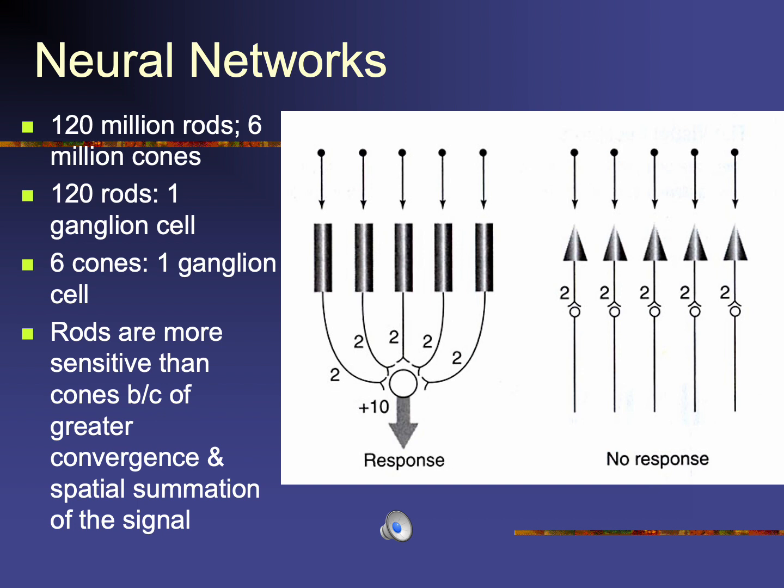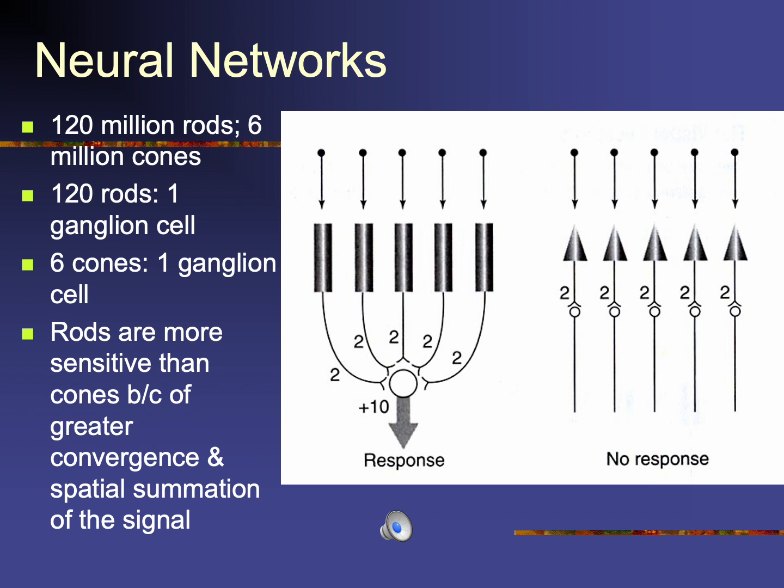Next, you have 120 rods to one ganglion cell. So remember, the ganglion cells are the ones at the top. They're neurons that convey information through the optic nerve back to the brain. So you have 120 rods to one ganglion cell. That's a big convergence for rods.